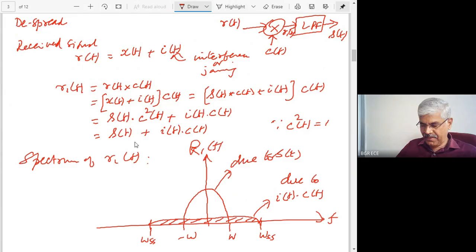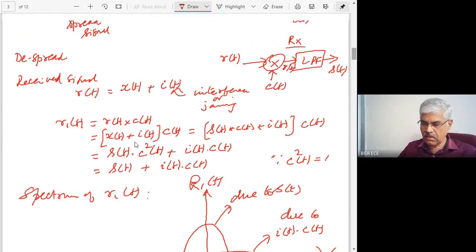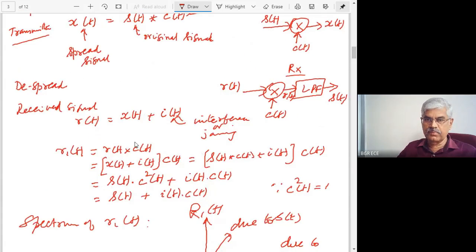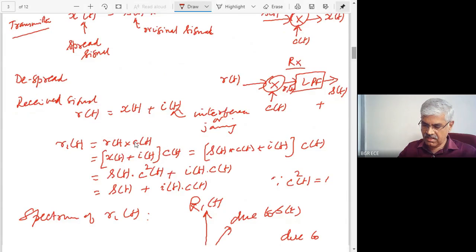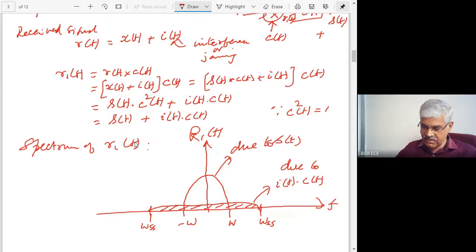So if you pass this r1 of t through the low pass filter, you will get s of t plus this interference. The interference in this is this part only.